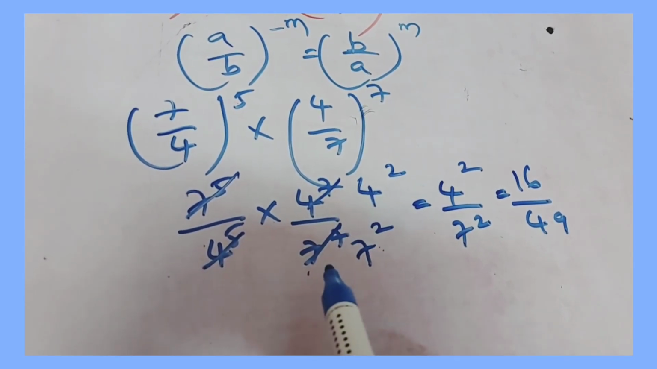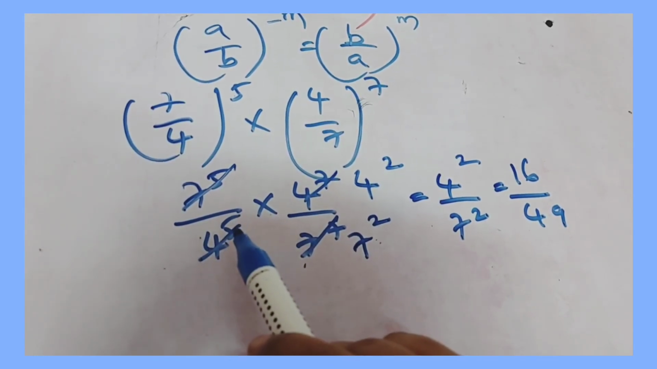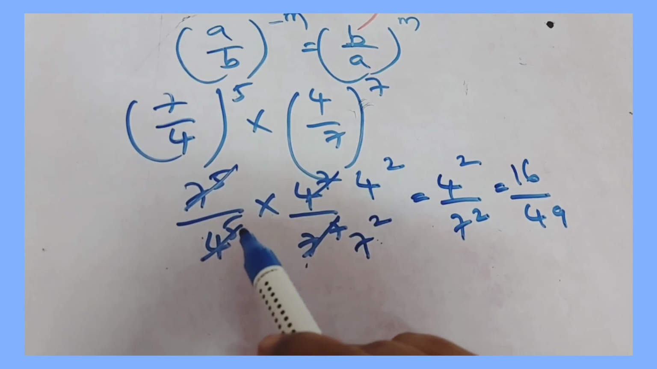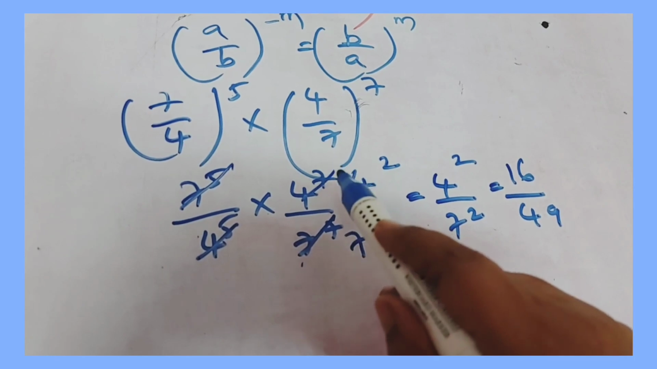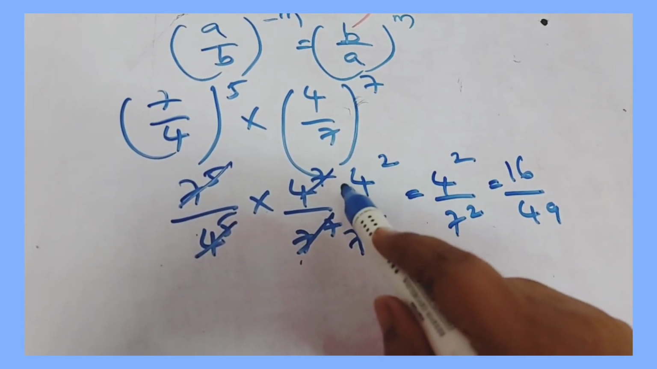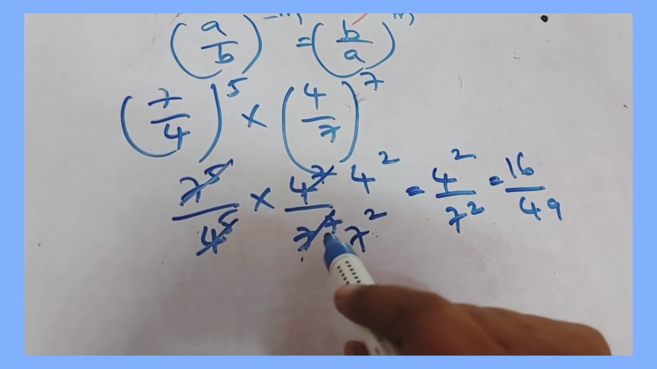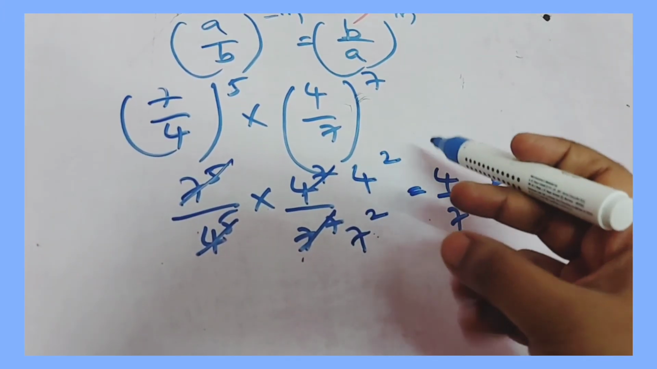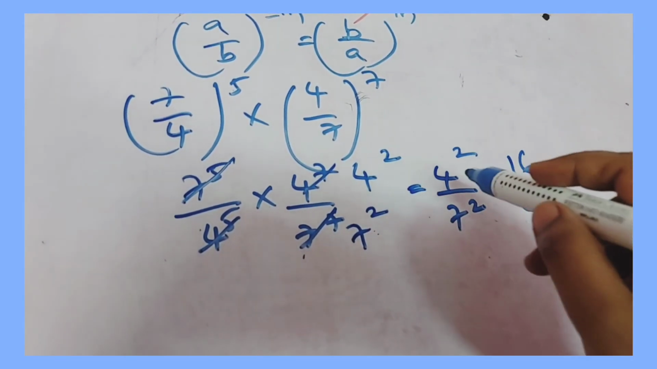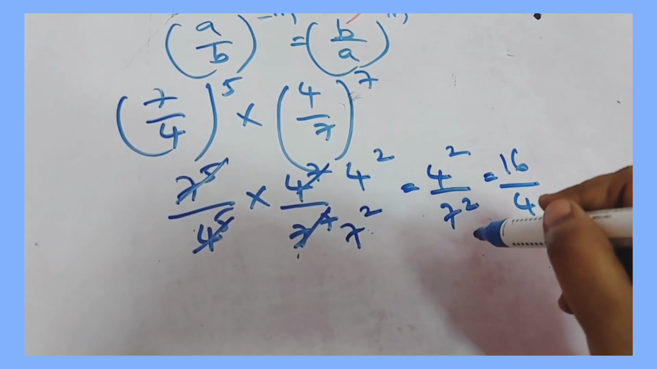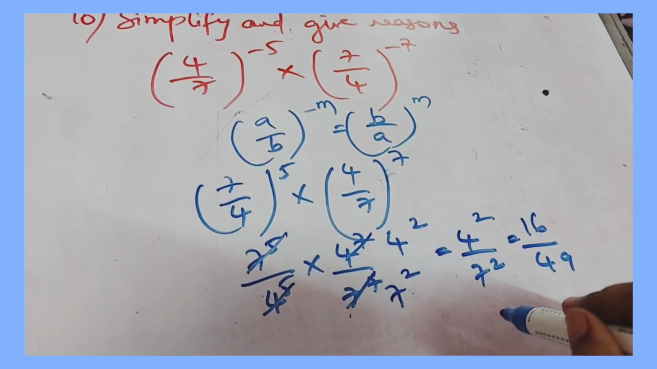So don't get confused in this. I'm cancelling this one. Here 4 power 7 is there, here 4 power 5 is there. If we cancel 4 power 5, then 5, 6, 7, 2 is left, so 4 power 2 is left here. If we cancel 7 power 5 and 7 power 7, again 2 is left, so 7 power 2. You have to write 4 power 2 by 7 power 2. So 4 4s are 16, 7 7s are 49. Like this you have to do this sum.